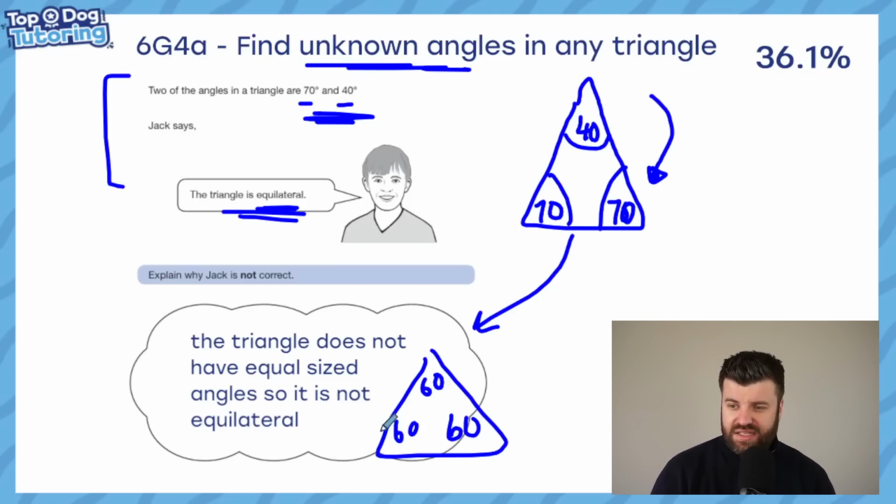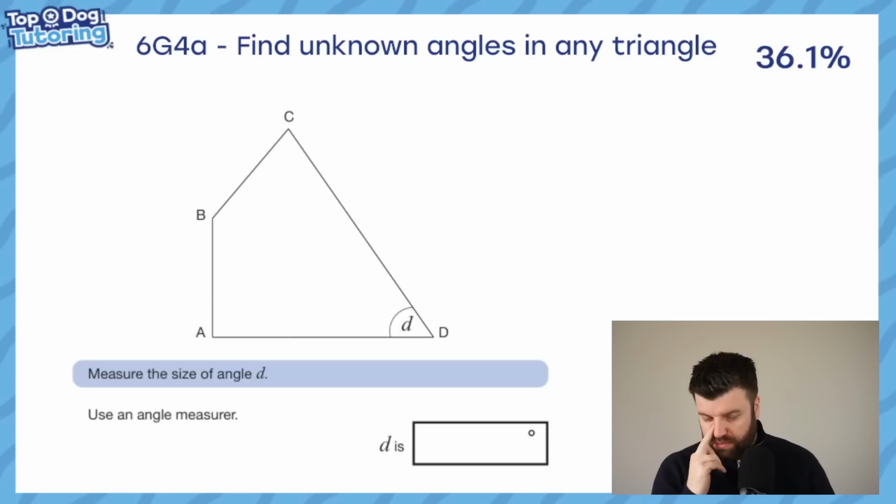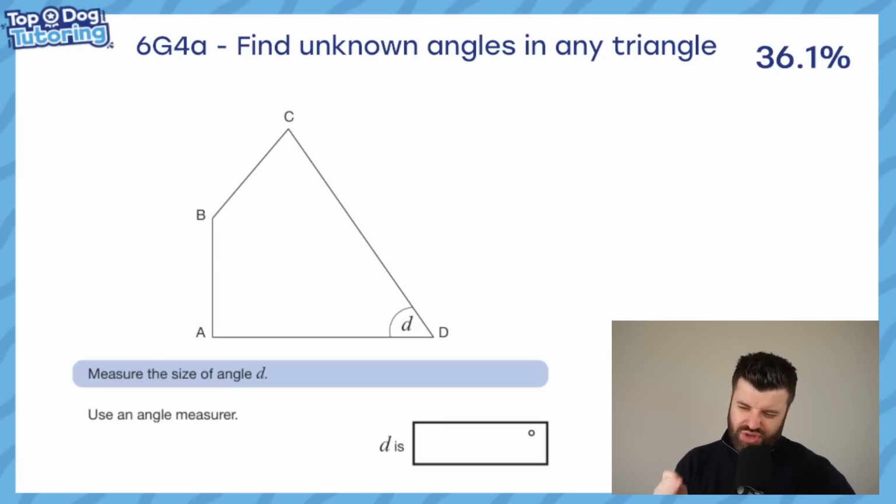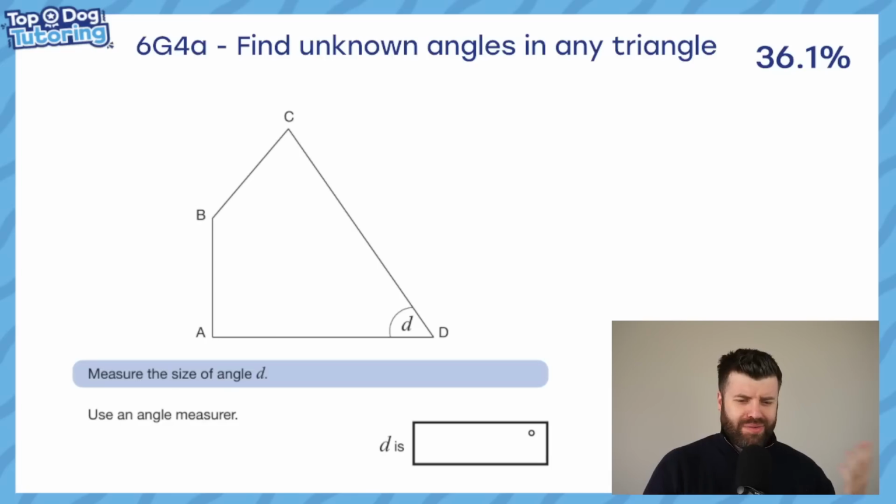This question was also tagged. Let me just set this up for you. This was also tagged as find unknown angles in any triangle. Okay. Guys, I don't know. I've only been a teacher for over 10 years and I love doing maths. I'm a maths specialist. I do loads of videos on maths for you guys. I'm not sure that's a triangle. What do you think? Let me know in the comments down below. Is that a triangle? No. It's a quadrilateral. It's got 4 sides. I have no idea why this was tagged: find unknown angles in any triangle.